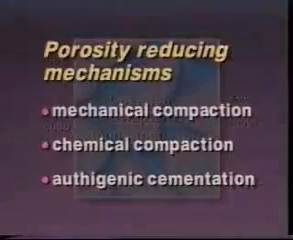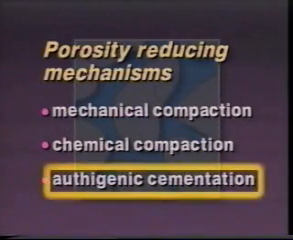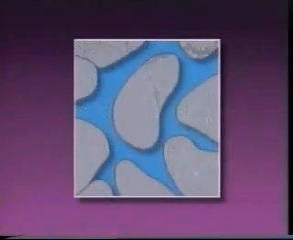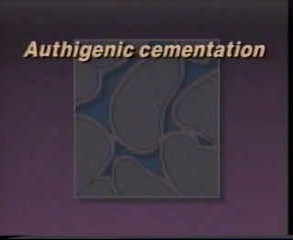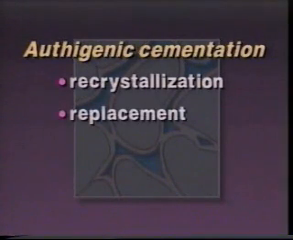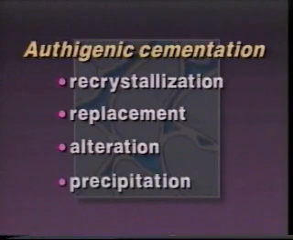The third and final diagenetic process is cementation. Which authigenic minerals will be formed in a sandstone, and when, is a function of three variables: temperature, pressure, and pore fluid chemistry. As you might expect, there are many possibilities. The most common of these authigenic cements are silica and carbonates. The principal mechanisms of cementation are recrystallization, replacement or alteration, and precipitation.